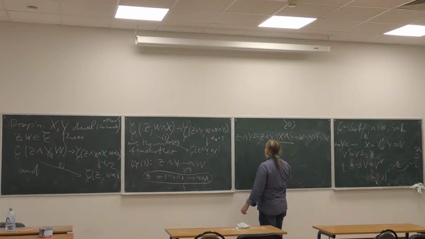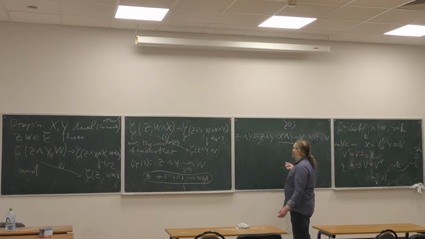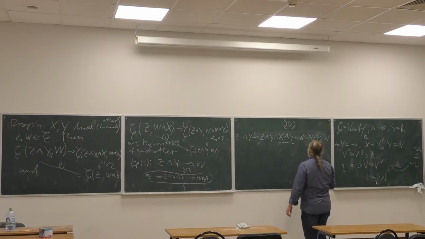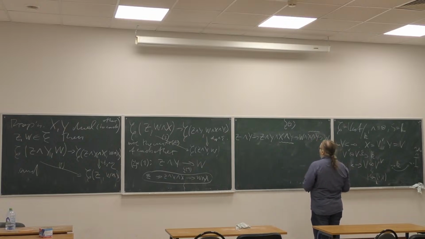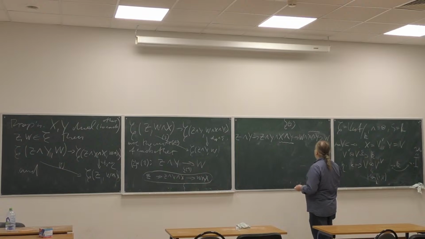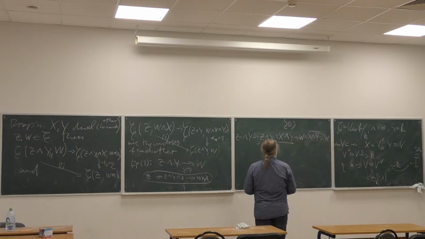The first map is the co-evaluation map, where x wedge y appear out of nowhere. And the second one is the evaluation map, which collapses x wedge y.